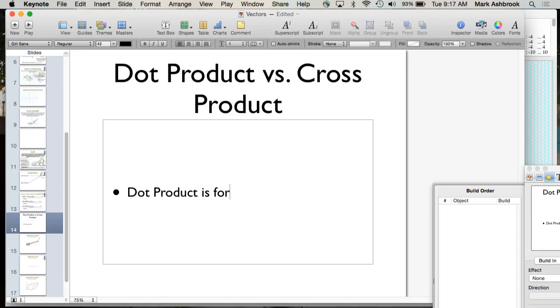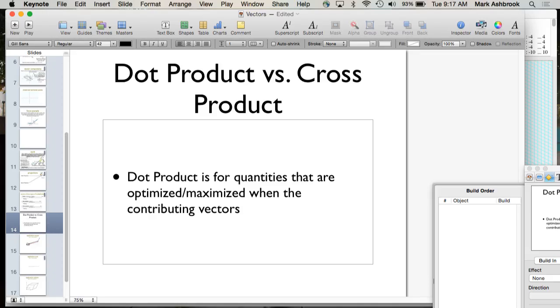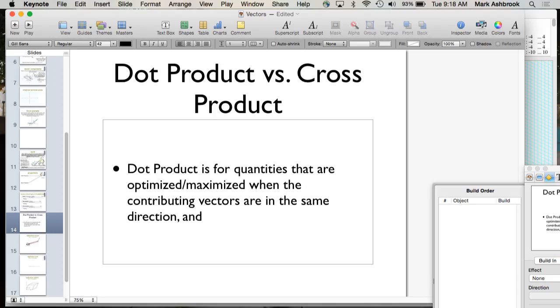So the dot product is for quantities and applications that are optimized, maximized, when the contributing vectors are what? Right, in the same direction or parallel. And when are you going to get 0 for the dot product? When orthogonal. And we saw the main kind of application of this was what type of quantity?